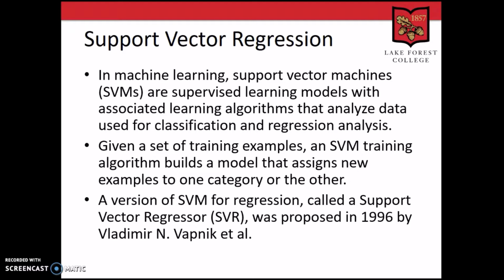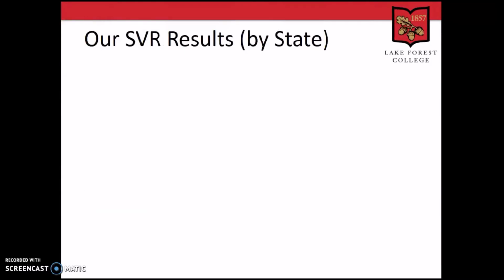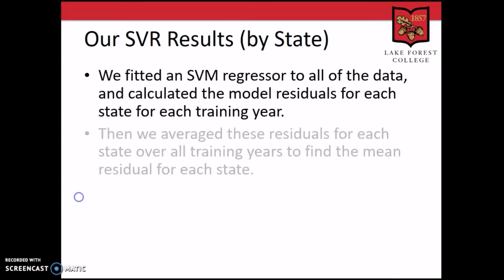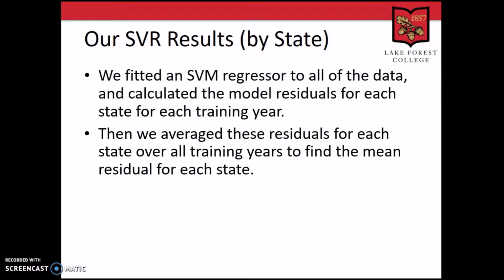So what an SVM does is it tries to find a curve that passes through the data points perfectly, and it regresses by trying to minimize the error between the prediction and the real data. So we fitted an SVM regressor model to all of the data and calculated the model residuals for each state for each training year. Then we averaged these residuals for each state over all the training years to find the mean residual for each state.